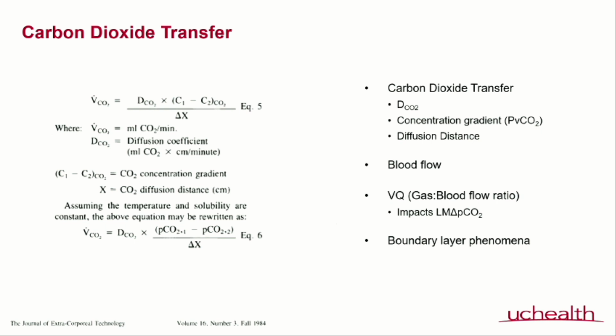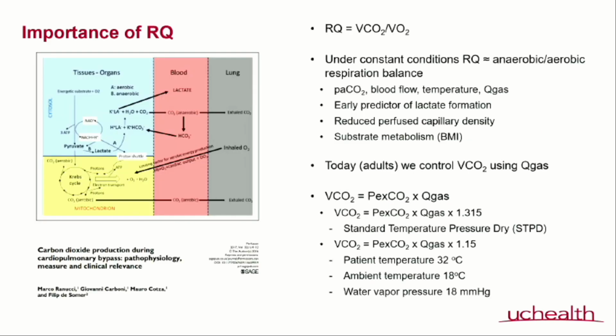So this is the final description then of carbon dioxide transfer that we proposed at this time, that carbon dioxide transfer, the VCO2, right, is equal to the diffusion coefficient, right, times the concentration gradient divided by the distance, right? And assuming that temperature and solubility are constant, the above equation is rewritten there as equation number 6, which is basically the diffusion coefficient times the log mean delta PCO2 divided by distance, right? And so this also incorporates some boundary layer phenomenon, which we're going to discuss a little bit later.